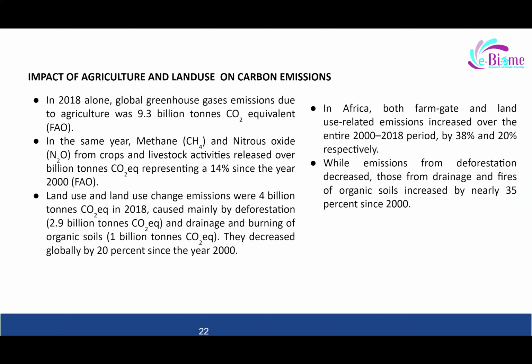In the same year, methane and nitrous oxides from crops and livestock activities released over 1 billion tons of CO2 equivalents, representing a 40% increase since the year 2000. And in Africa alone, both farm gate and land use related emissions increased over the entire 2000 to 2018 period by 38% and 20% respectively. So this tells you the contribution of agriculture and land use change to greenhouse gas emissions. Agricultural activities like rice farming have been studied and found to be one of the major contributors of methane into the atmosphere.